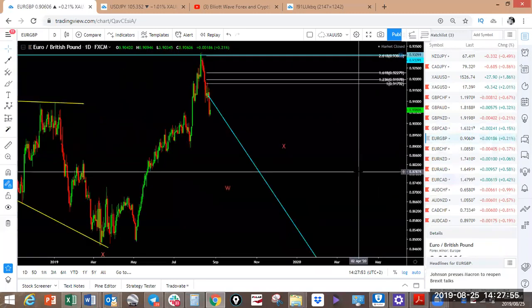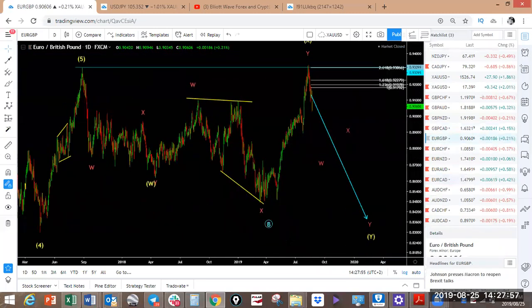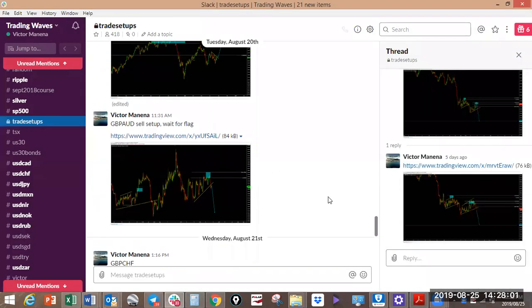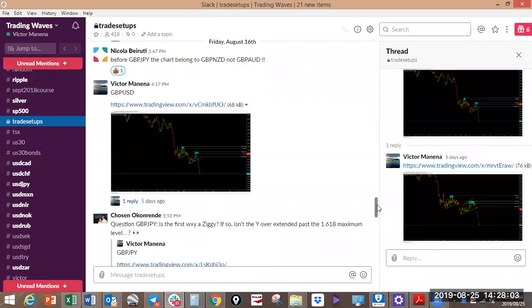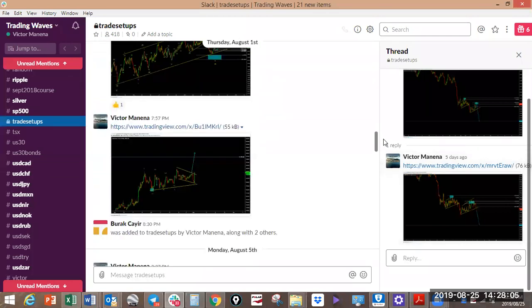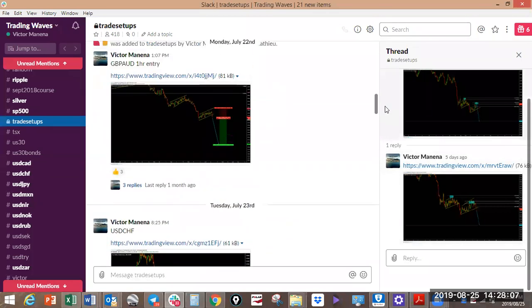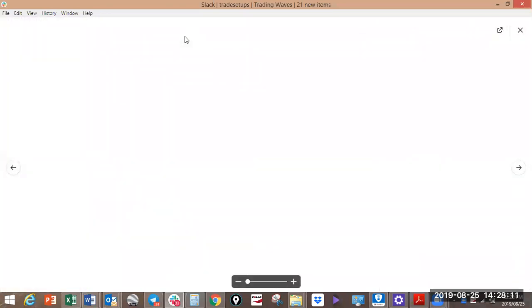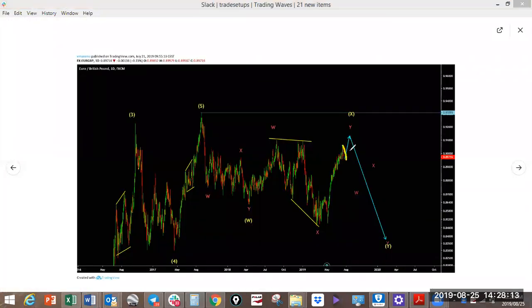Euro pound. Now, if you remember euro pound, I've got this one on trade setups. It has been a trade for the week for the last couple of sessions. I think it was in the beginning of August. So this is the one here. We expected this one to correct here and push higher. It actually pushed higher than this, went and retested the previous high, which is what we want. Where are we now? We are now dropping here.